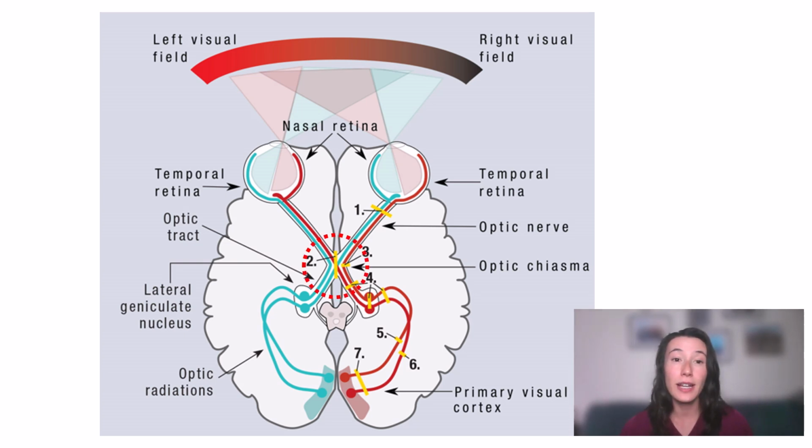As you can see, there is more to the visual pathway. However, since we're just specifically going into bitemporal hemianopsia, this is where we can stop. So when you look at this image, you will see that bitemporal hemianopsia is a defect that presents when there is some sort of damage to the optic chiasm in particular. On this image, it's labeled as number 2.